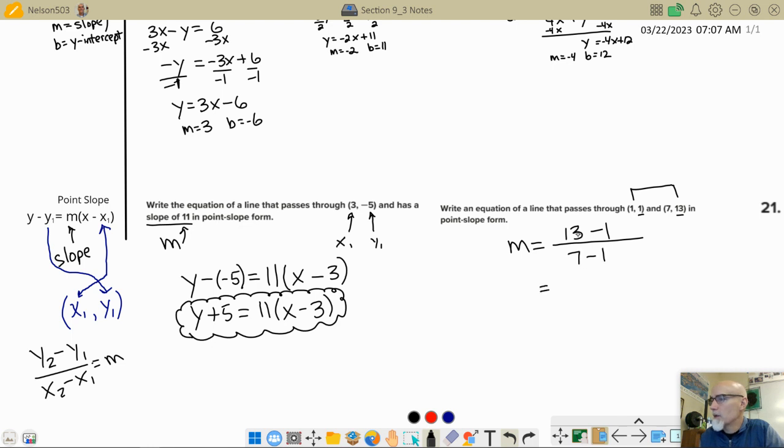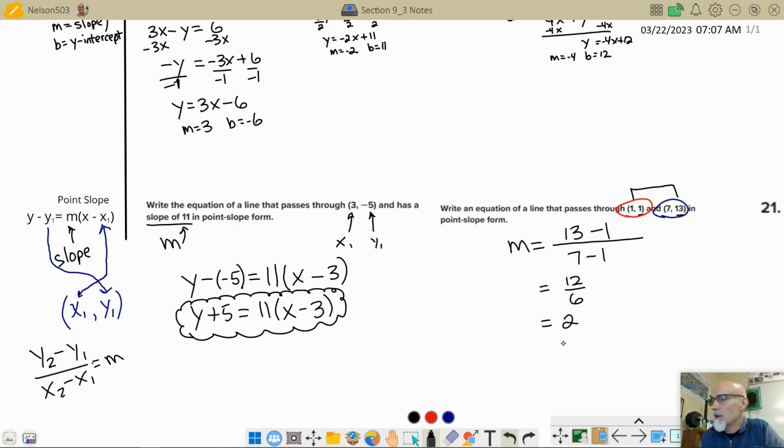And then I'm going to reduce this. So I get 12 over 6. Hopefully I don't botch the arithmetic. And I get 2. Okay, so my slope is 2. Now here's the crazy thing. I could use this point, or I could use this point. If we look at the key in the back of the book or something like that, they should say both answers because both of them are fully correct answers.